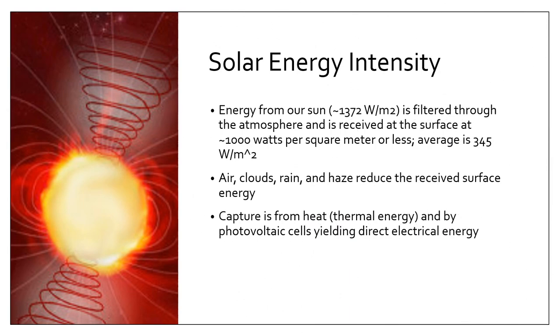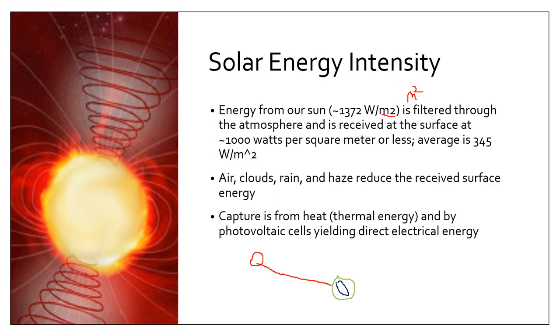Solar energy intensity. Let's take a look at the numbers. We have 1372. That's from the sun, filtered through the atmosphere, which is our Earth's atmosphere. So we have the Earth, and we have the atmosphere, or a layer. It's going to come from your sun, coming out at 1372 watts per meter squared. This is just an area unit. Meter is supposed to be like this, so meter squared.